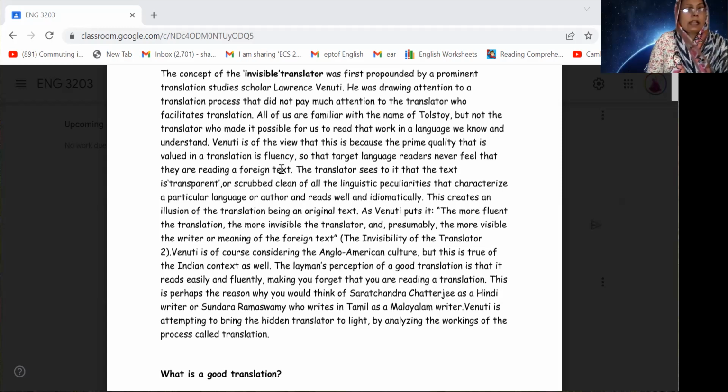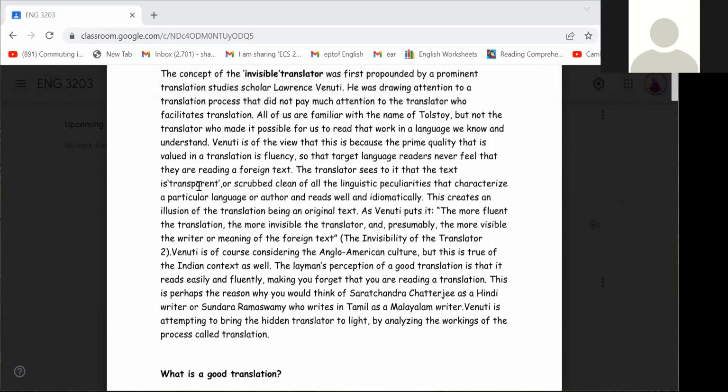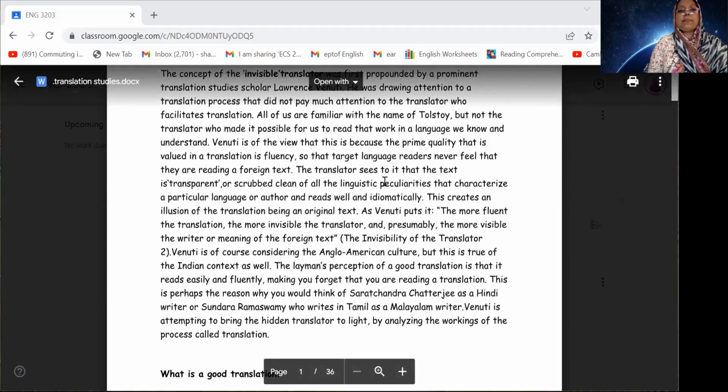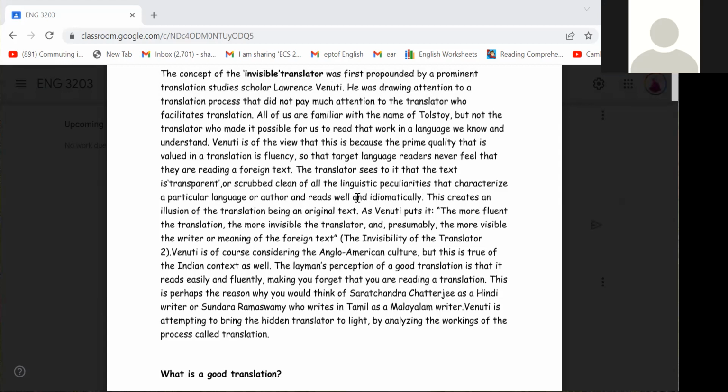Next, language readers never feel they are reading foreign text. The translator sees to it that the text is transparent, reads well, and can be followed idiomatically.